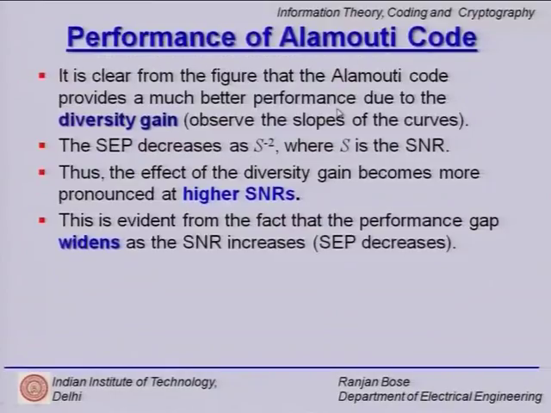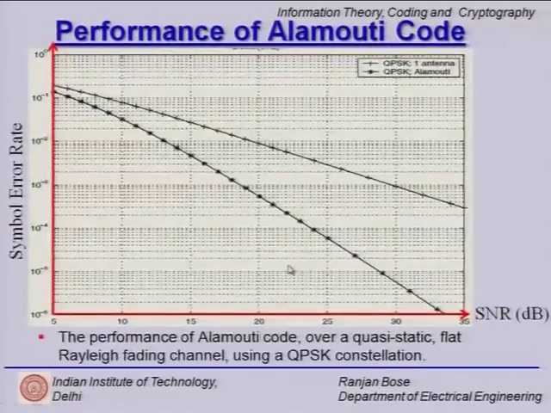So, from the figure we observe that the symbol error probability decreases as s raised to the power minus 2, where s is the SNR, which confirms that the diversity gain is of the order 2. The effect of the diversity gain becomes more pronounced at higher SNRs, and it is evident because the performance gap widens as the SNR increases. And if you look at the slopes of the two curves, you will see that the slope is an indicator of the diversity gain that we get, and typically asymptotically you can see.